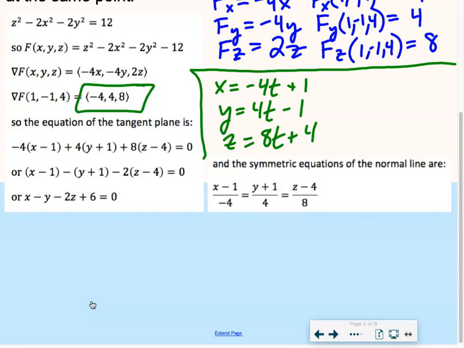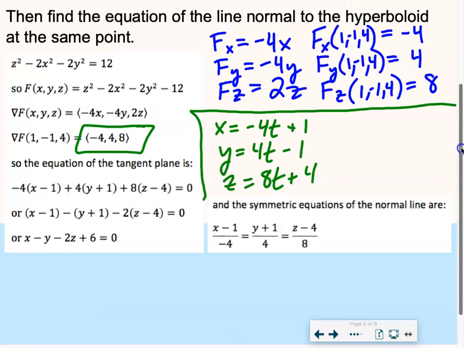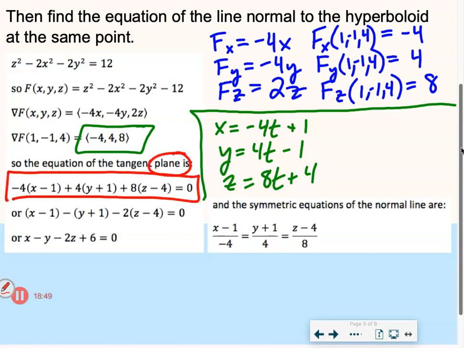Yes, Zach? What was the point of doing the negative 4 times x minus 1 plus 4 times y plus 1? This is an equation of a plane, right? That's an equation of a line. The plane is tangent to the surface.